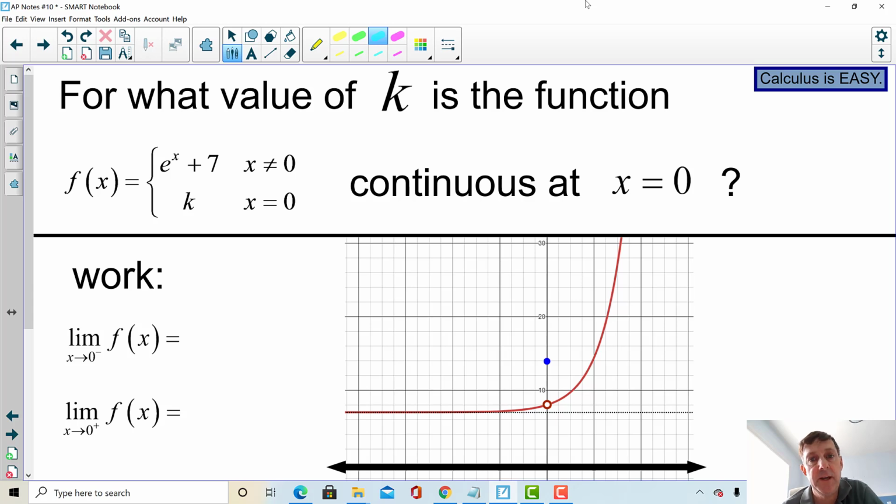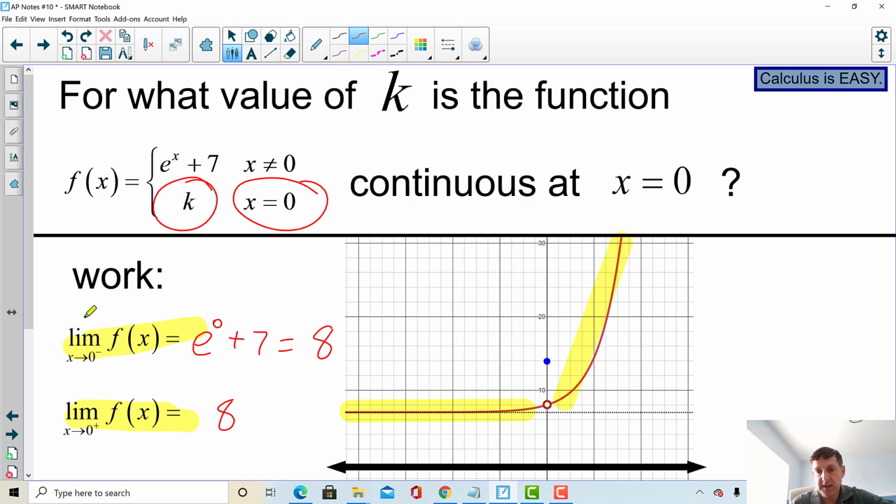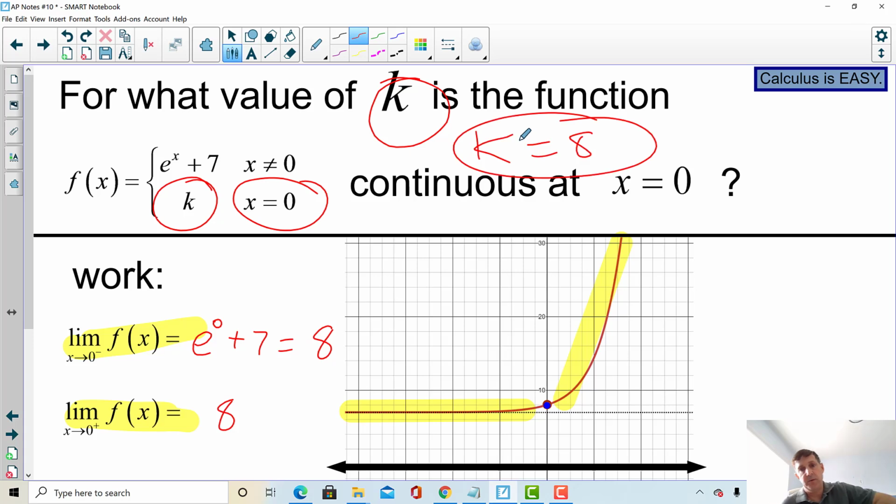Again, we're trying to find the value of k that makes this function continuous at x equals 0. You'll notice the limit from the left and the limit from the right are the same because it's the same function on the left, it's the same function on the right. The limit as x goes to 0 from the left or from the right is going to be e to the 0 plus 7. So that's 1 plus 7, so that's 8. So when x is 0, we just need k to equal 8. You let k equal 8, it fills in the hole, and becomes continuous. So now we can answer the question. If we let k equal 8, then this function will be continuous at x equals 0.